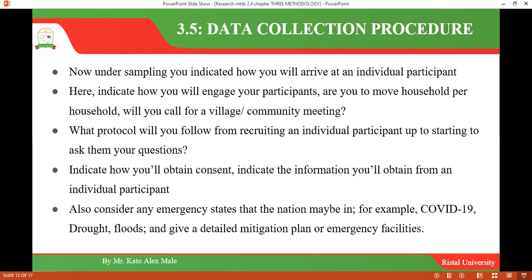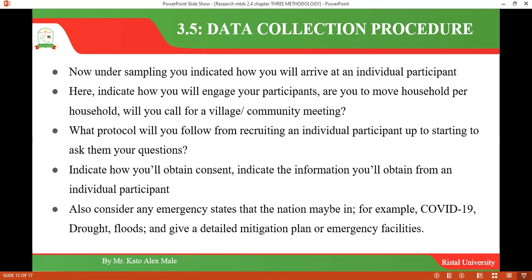Indicate how you will obtain consent. Yes, we shall look at consent in the appendices. Indicate the information you'll obtain from the participant. Yes, you want to obtain their age. Indicate it there. That's what I call the demographic and behavioral information. I talked about that under the objectives of this lecture. If you remember very well, it is listed there. So it is written under data collection procedure. You must indicate that I'll take data for age, I'll take data for sex, I'll take data for alcohol use, history of smoking. You get it? You tell us all of the variables that you will obtain from an individual participant.